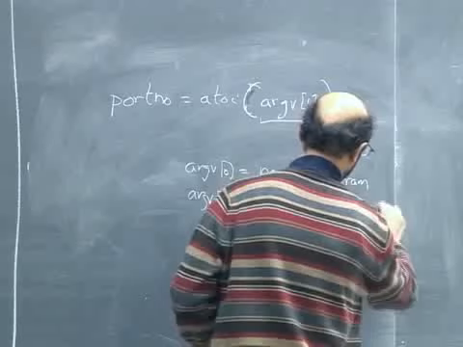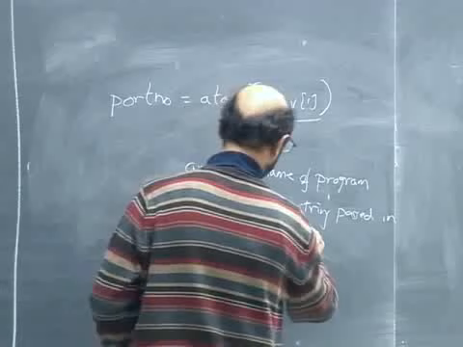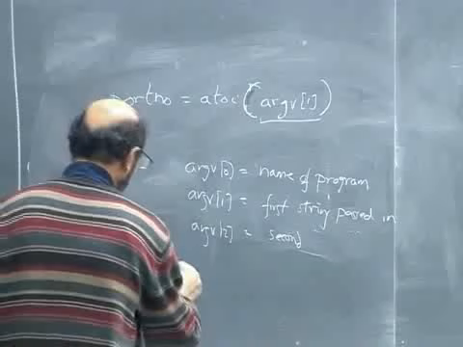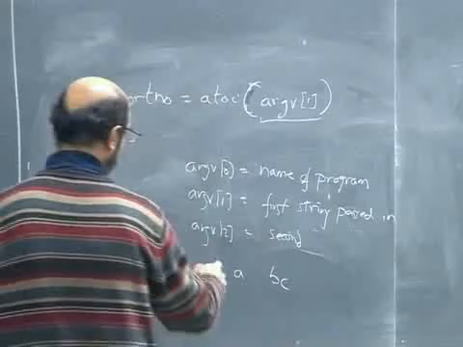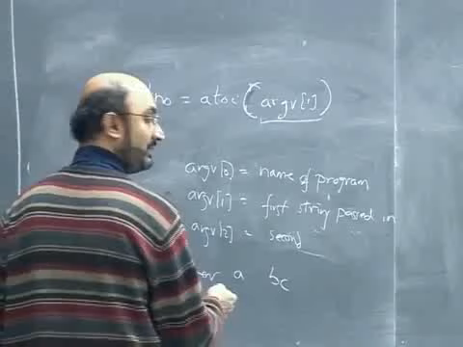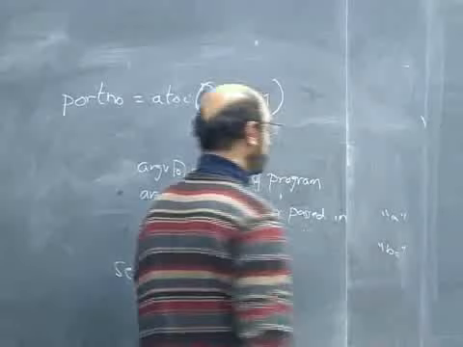And then argv2 equals the second string that's passed in, and so on. So for example, if I invoke this as server ABC, then argv1 will be A, argv2 will be BC. There'll be the string A and the string BC. So this would become A, and this would be the string BC. So it's automatically going to be of type string.